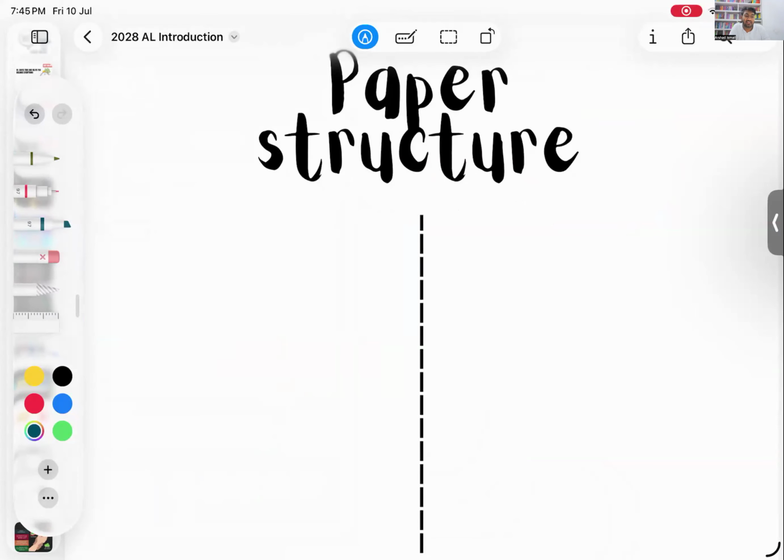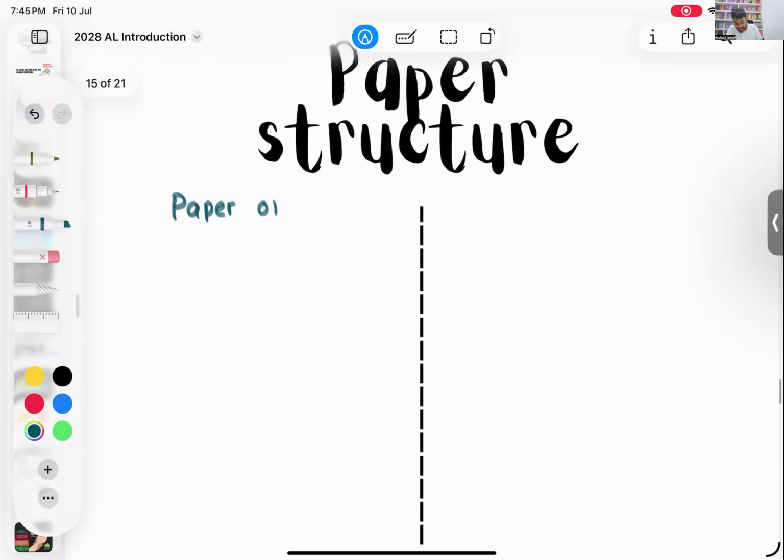How are the marks broken down? So paper 1, what do you all think is there in paper 1? Paper 1 is for 100 marks. Out of the 200 mark paper, paper 1 is for 100 marks. What do you think is there in this paper 1?